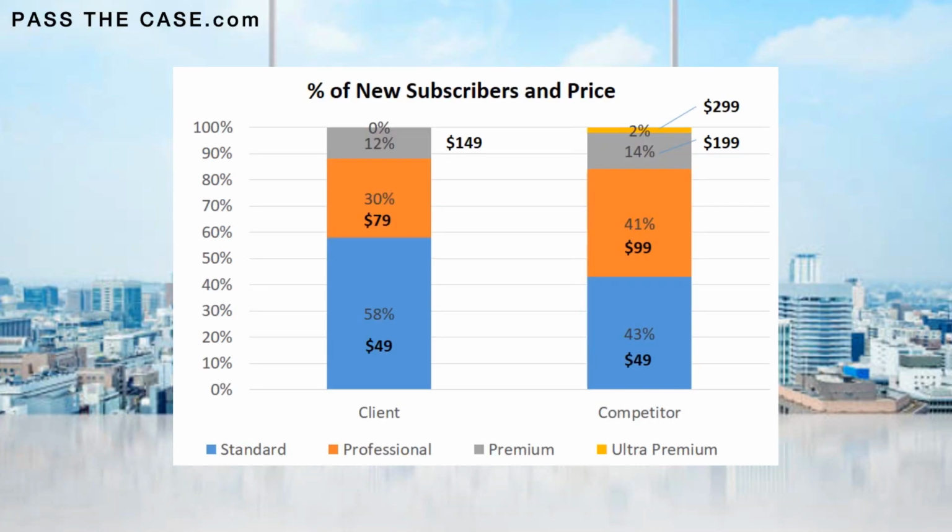Okay, let me start off with the first question, which is, what is the incremental average revenue per user in dollar terms if the client matched the competitor's price and mix?